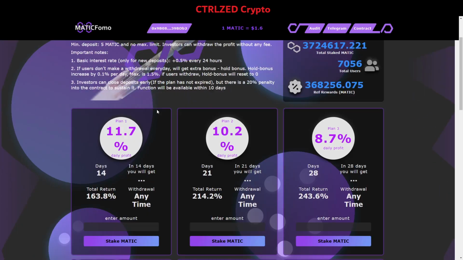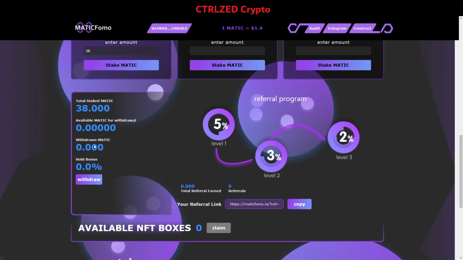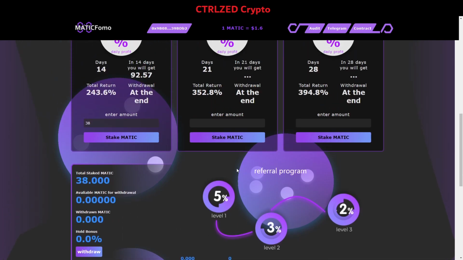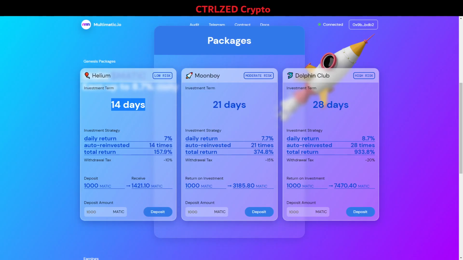Actually, sorry, going back to Maticfomo, I put some Matic in this one this morning, but given there's a hold bonus, I think there might be a daily withdrawal on that one. We'll see how it goes. But anyway, if there is a daily withdrawal, that's a positive in terms of risk because you're able to at least get back some of your initial investment before the whole thing goes under.